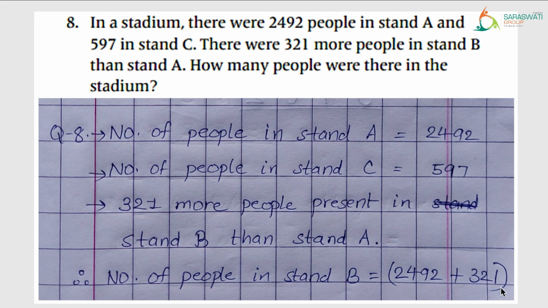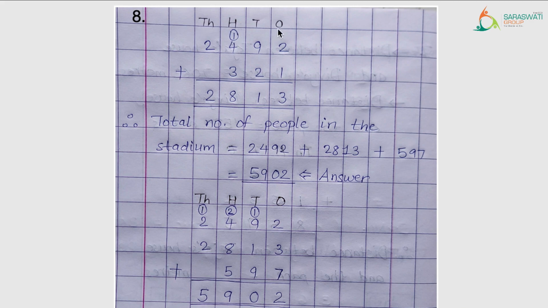321. So next we will note down the places over here, right? And then 2492 add 321. So we will get 2813, right? These are the number of people in stand B, right? And therefore total number of people in the stadium equal to, और तीनों जो numbers है we have to add them.